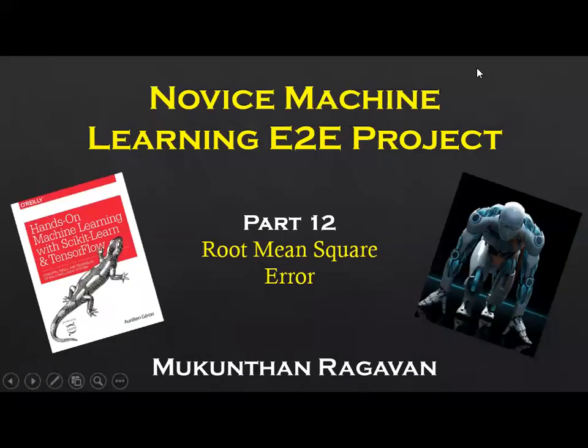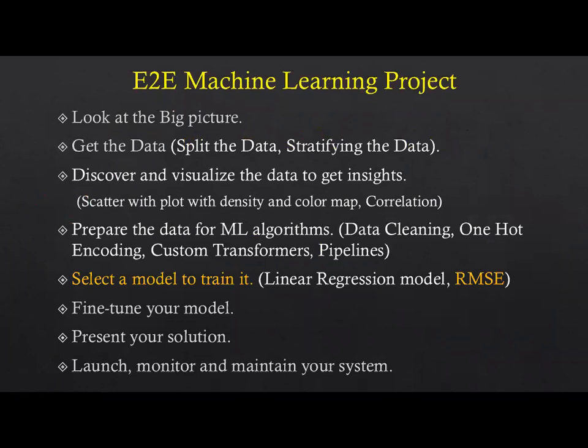Today we are going to see Novice Machine Learning End-to-End project, part 12, root mean square error. In previous videos, we have covered how to see the business requirement step by step, look at the big picture, and we have seen how to get the data and how to split and stratify the data. Then we saw different insights of the data by using the scatter plot with density and color map, and we have seen the correlation under that topic.